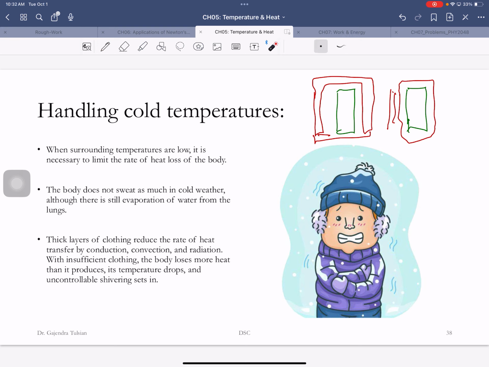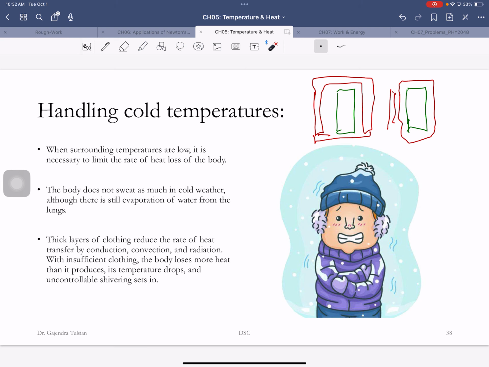So when the temperatures are cold, you want to do everything to minimize heat loss via conduction, convection, and radiation. You don't want to sweat. You want to minimize conductive heat loss. With insufficient clothing, the body loses much more heat than it produces. Its temperature drops, and uncontrollable shivering sets in.